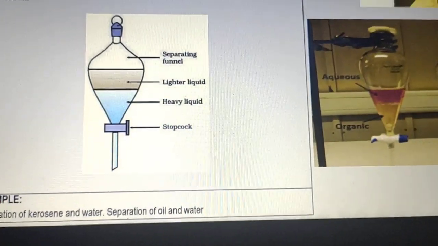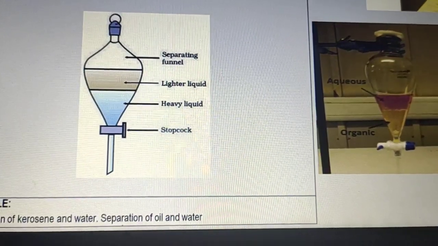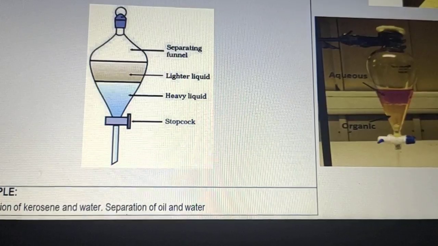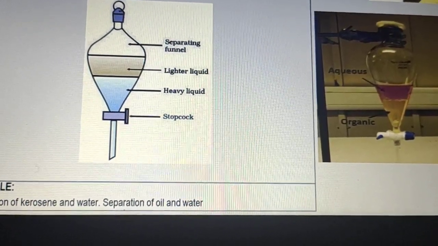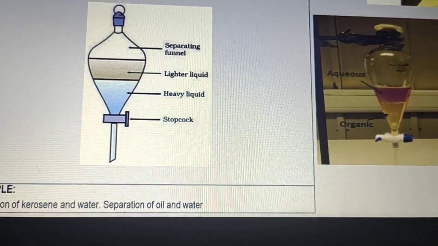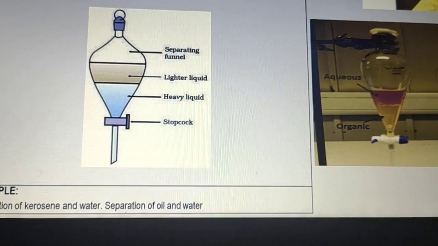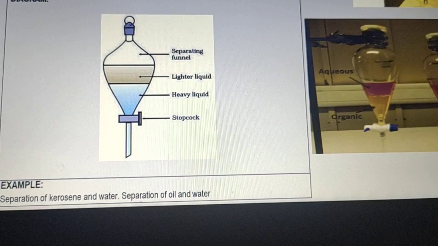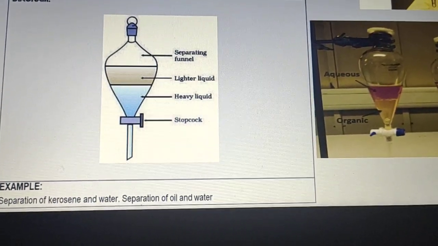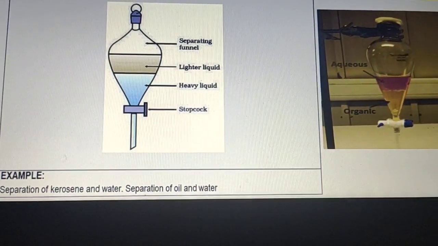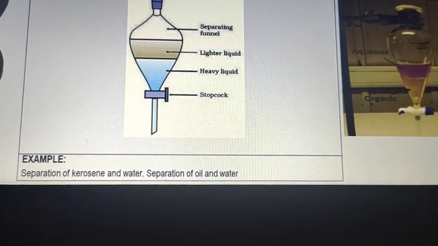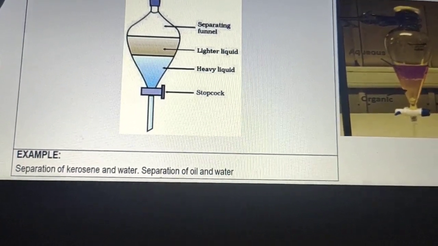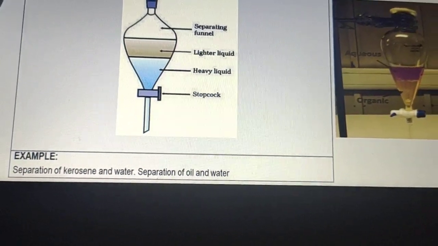So this is the funnel. You can see there is one stopcock, that is your tap. Here is a funnel. At the bottom the heavy liquid is settled down, above that the lighter liquid, and the separating funnel has a knob that is known to be the cock on it. So you can release the pressure by opening the cock if there is a volatile liquid or any other liquid. An example is the separation of kerosene and water. You can separate kerosene and water, and similarly the separation of oil and water.